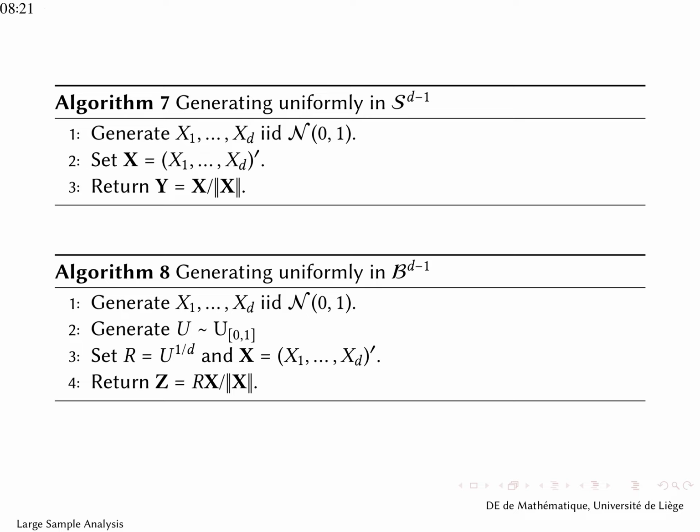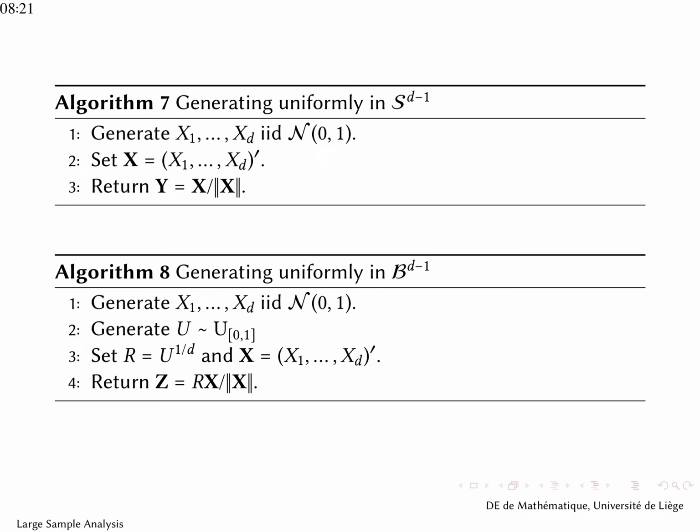This second proposition allows us to easily generate uniformly on the unit hypersphere. So we generate x_1 to x_d, d random variables which are all standard normally distributed. We generate them independently. We then combine x_1 to x_d in a vector x. We divide x by its norm and we return this outcome. So this outcome, this y, will be uniformly distributed on the d-dimensional hypersphere.